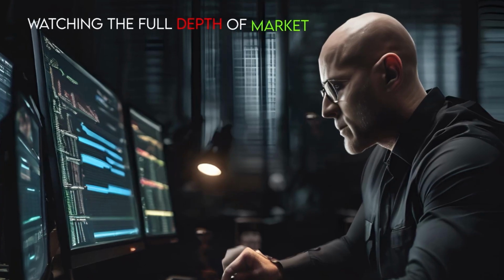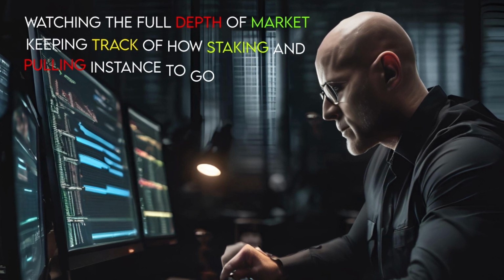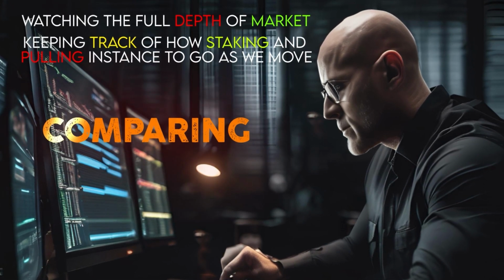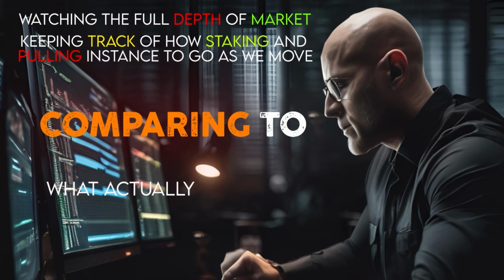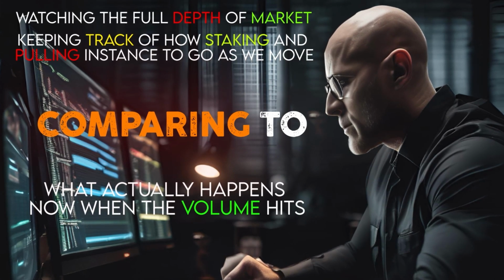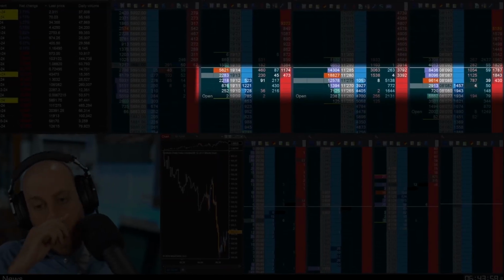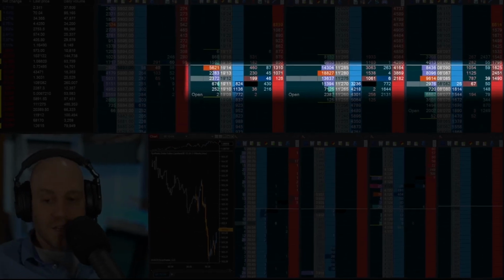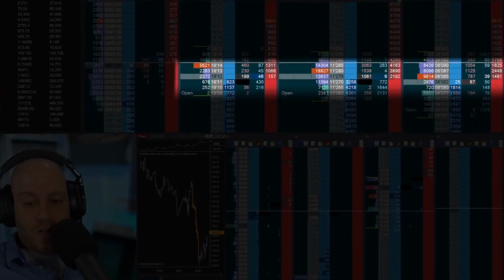We can really only see this by watching the full depth of market, keeping track of how the stacking and pulling tends to go as we move, and comparing to what actually happens when the volume hits. Most of the time, I'm really only watching the inside 2 or 3 prices because that's where most of the action is happening.